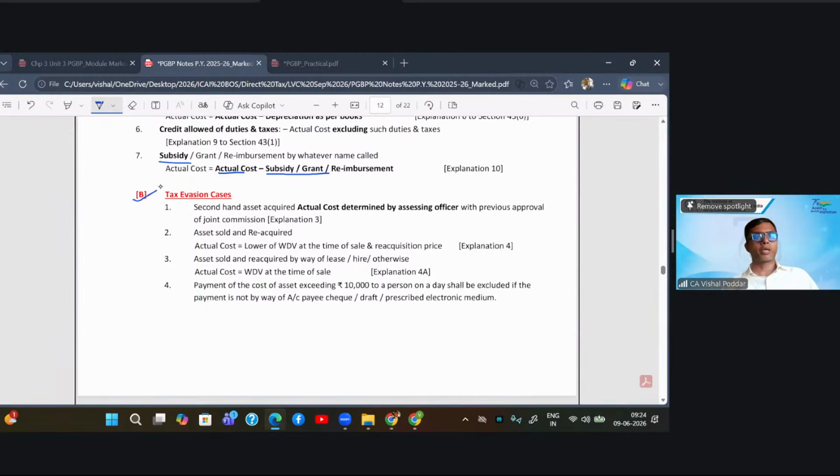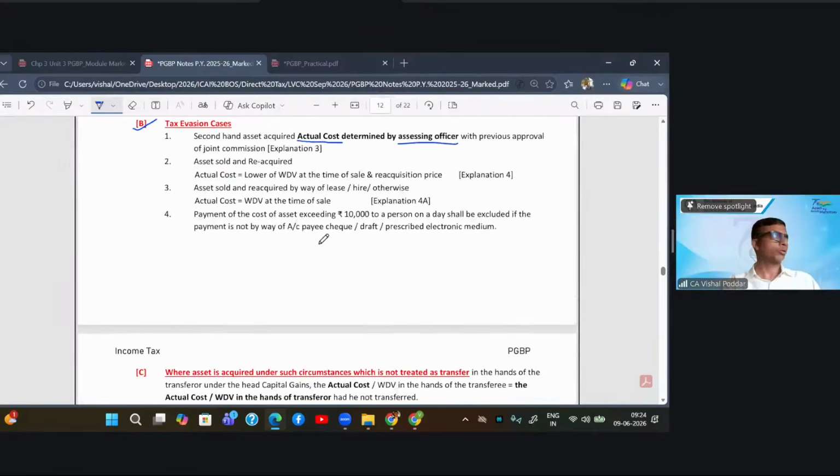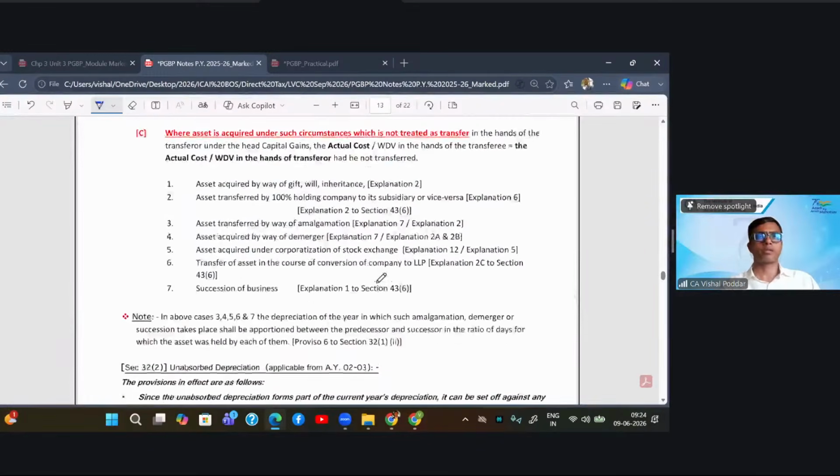Second category of special cases is tax evasion. Wherever there is some tax evasion, the rule is that you cannot take the benefit of showing a fake cost to get benefit of tax evasion. So what will be the cost? It will be the cost determined by the officer, or in case where you are trying to show higher of the two costs, we will not take higher of the two costs, we'll take lower of the cost. So this is what is relating to tax evasion.